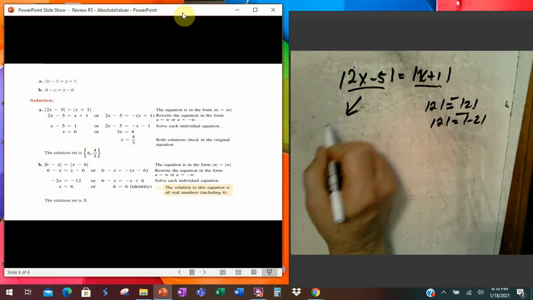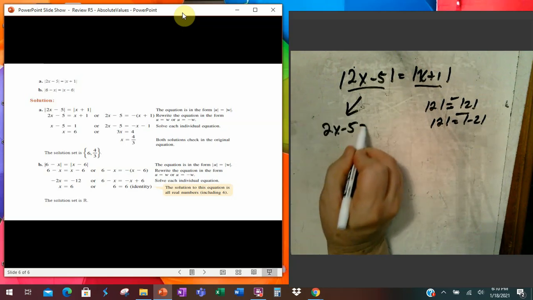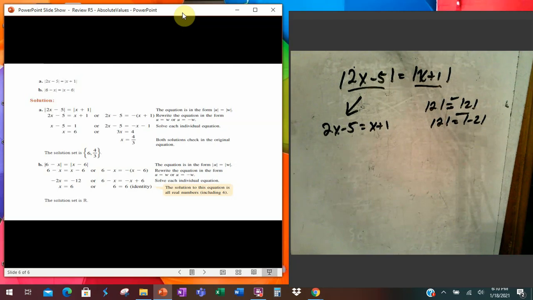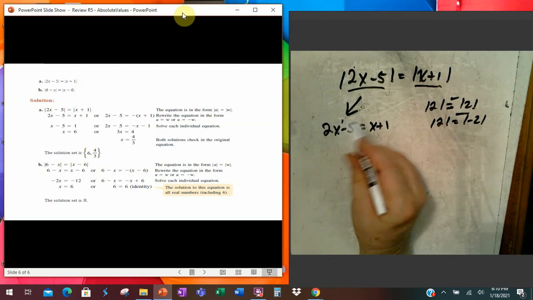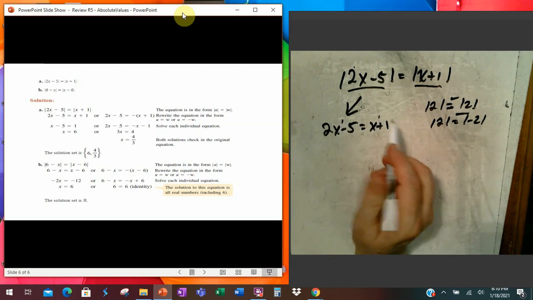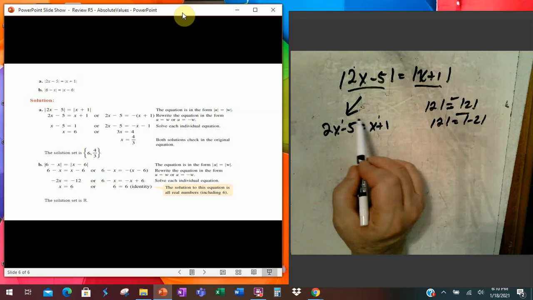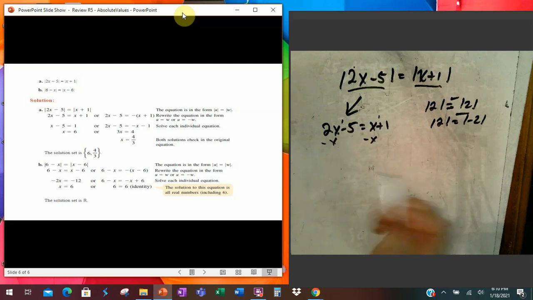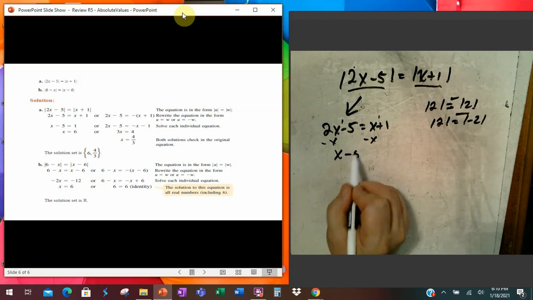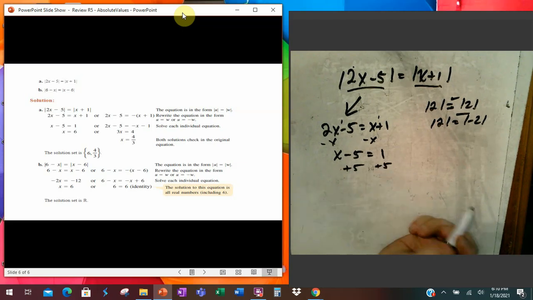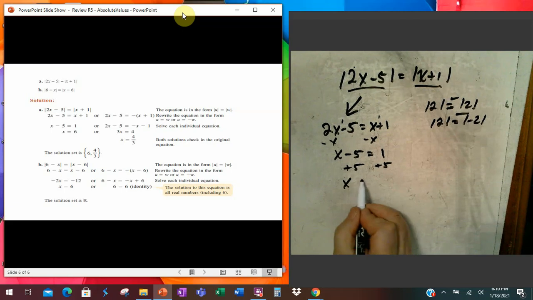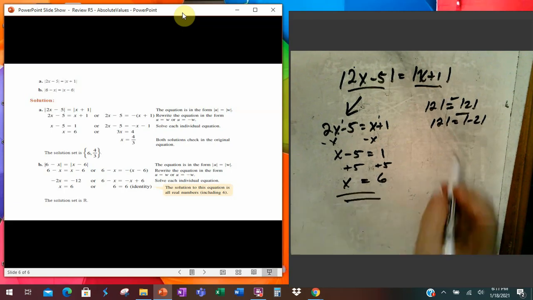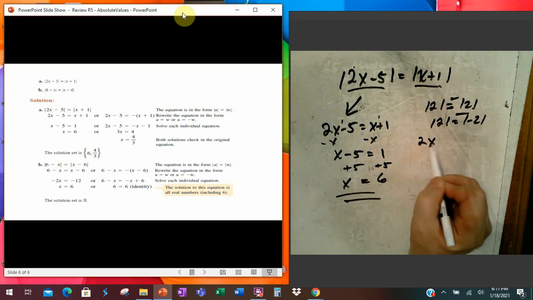So I'm going to break these out and remove the absolute value. That's possible. Linear equations are all powers of 1: x is on one side, numbers on the other. So I'm going to subtract x, and then add 5 on both sides, which gives me x is equal to 6.